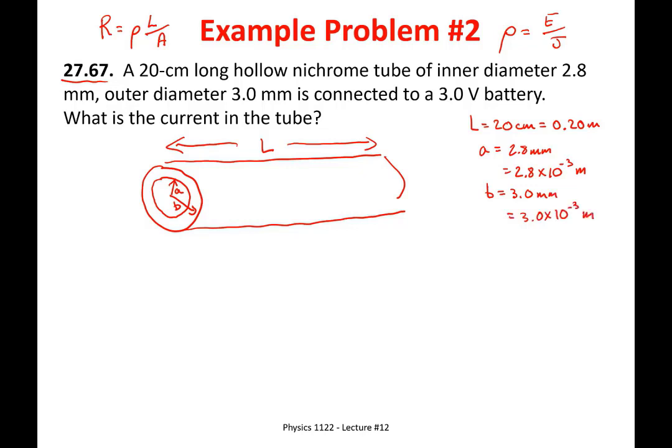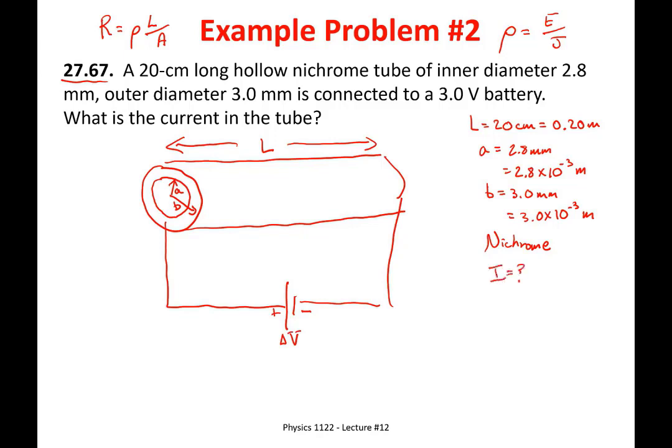And the tube is made out of nichrome. And that will be important so that we can access the table to determine the resistivity of nichrome. And the nichrome tube is connected to a 3-volt battery. So we apply a potential difference across it. And the question is, what is the current in the tube?